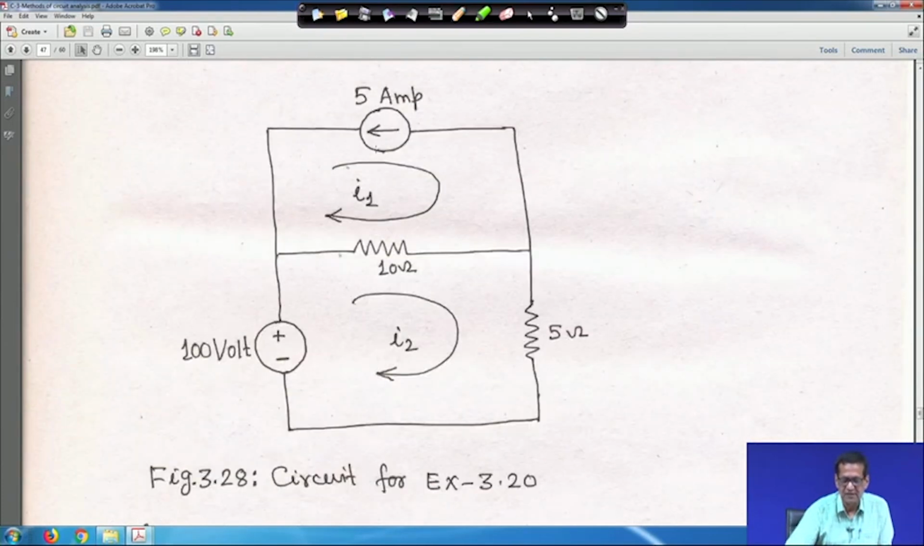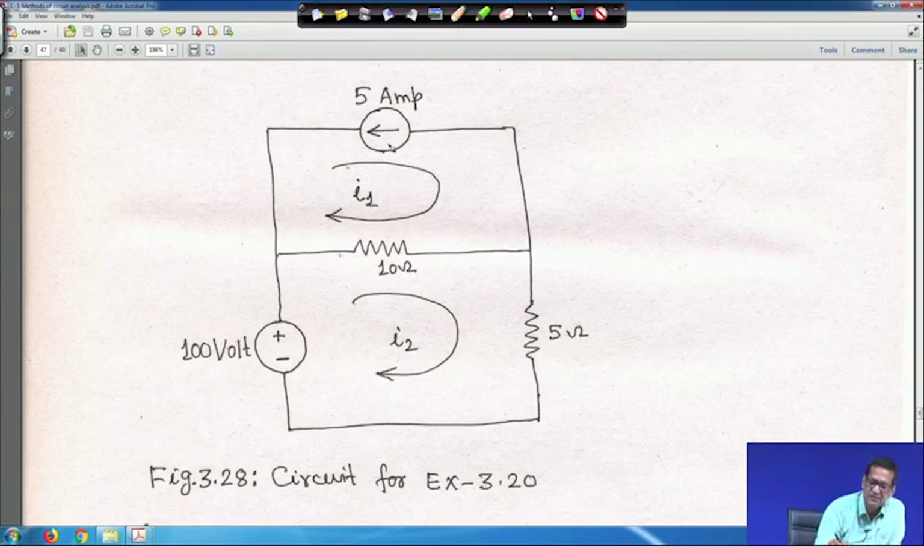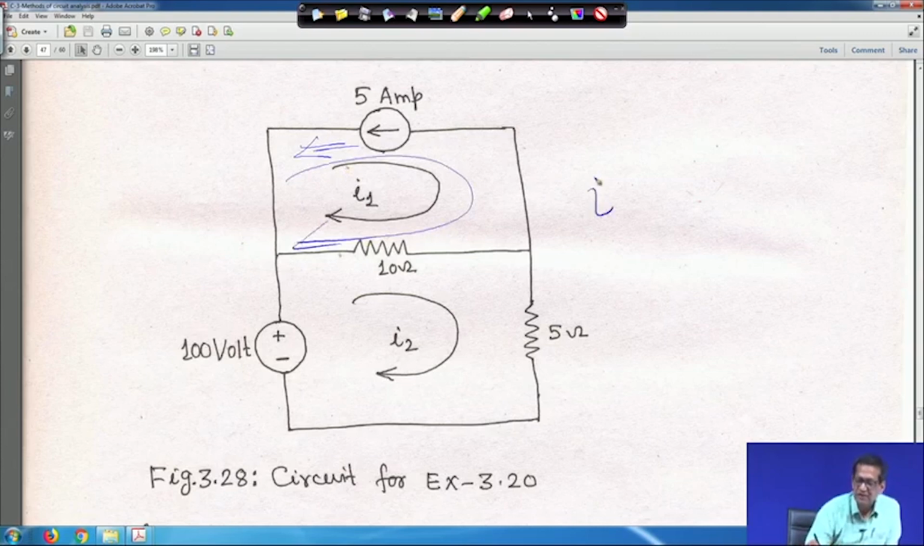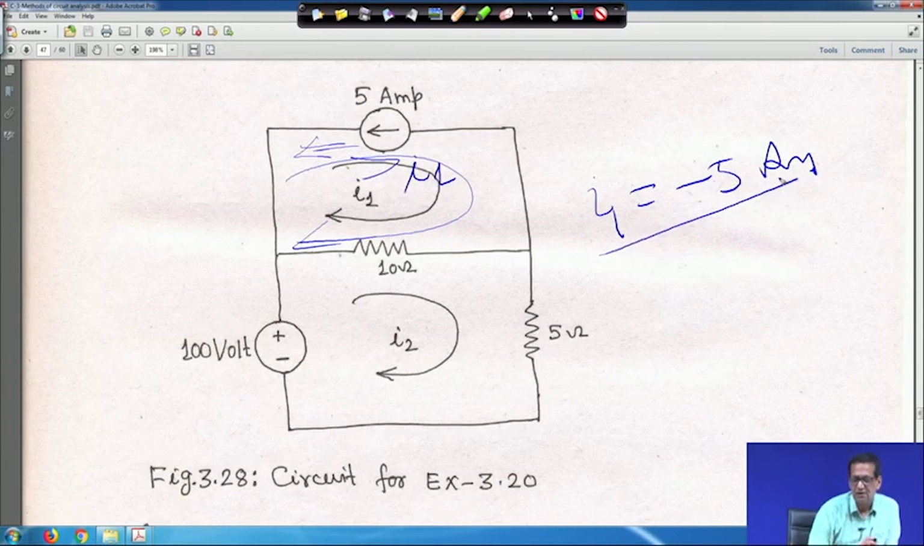So, this is the circuit, you have to find out your I2. Look, this current, 5 ampere, is in this direction, but we have taken I1 this way. That means I1 is equal to minus 5 ampere, because I1 is going clockwise and the source current is coming out, just the opposite direction. So, I1 is equal to minus 5, nothing else, that is all.